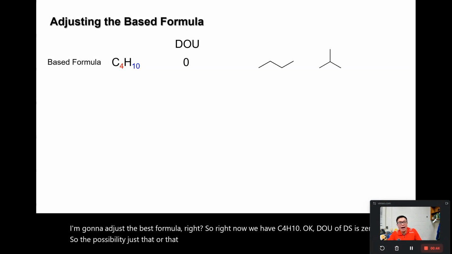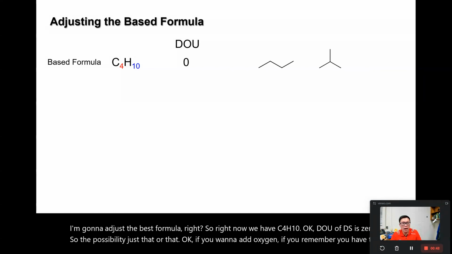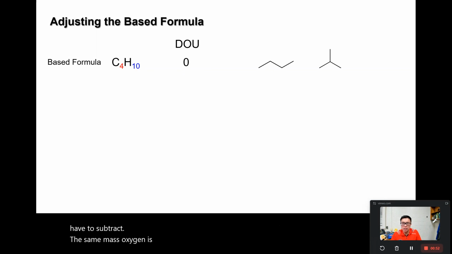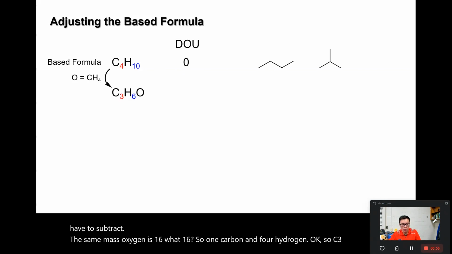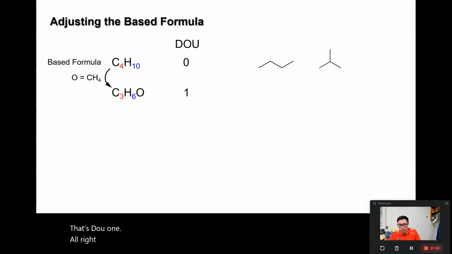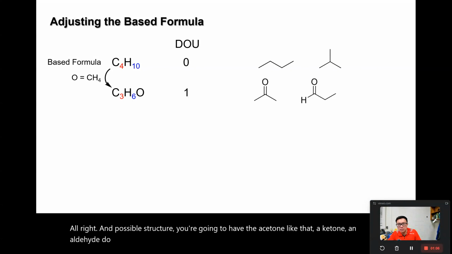Okay, if you want to add oxygen, if you remember, you have to subtract the same mass. Oxygen is 16. What's 16? So 1 carbon and 4 hydrogen. Okay, so C3H6 and O. That's the DOU of 1. All right, and possible structure, you're gonna have an acetone like that, a ketone, an aldehyde. Do not propose an unstable species like enol. Okay, they are not stable. They tautomerize to a ketone.